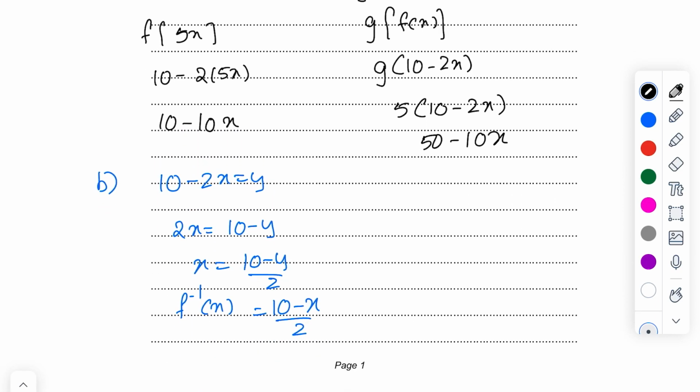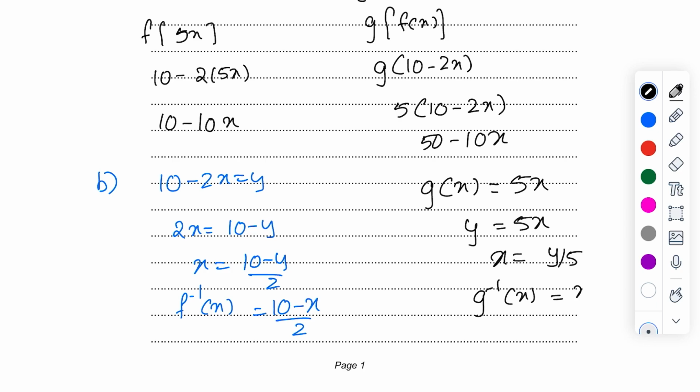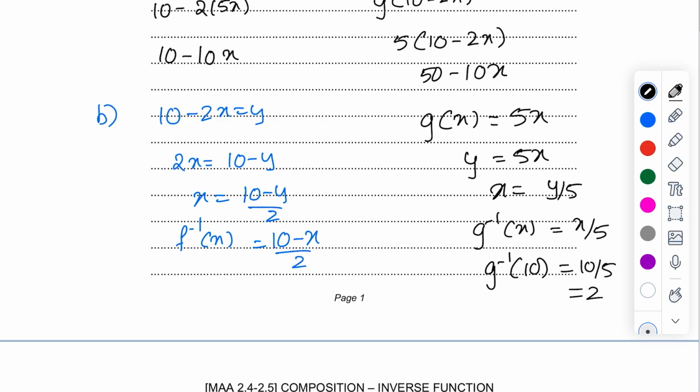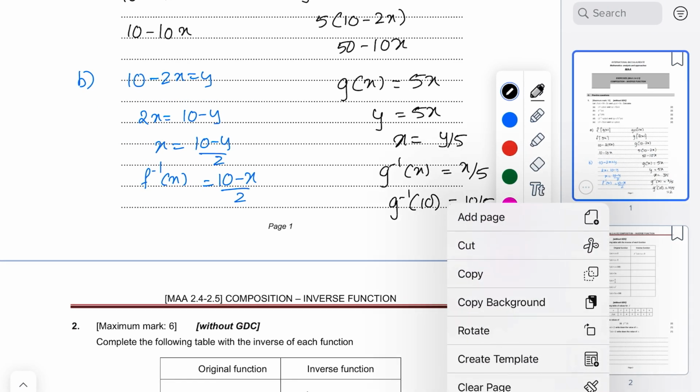Part C, g inverse of 10. So first of all, g of x equals 5x. So y equals 5x. So x equals y upon 5. So g inverse of x equals x upon 5. Now g inverse of 10 is being asked, which is 10 upon 5, which is 2. That is g inverse of x.